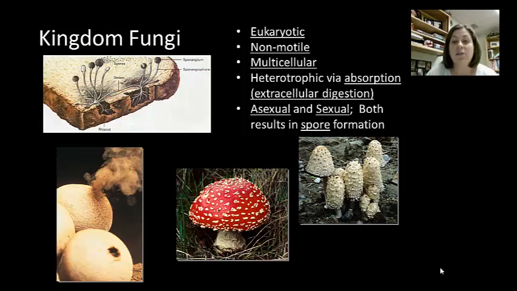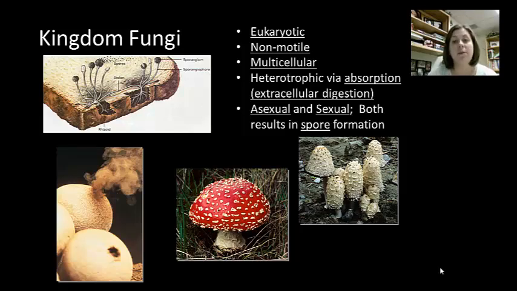They are also heterotrophic via absorption. Okay, they're going to actually absorb their food. Now the way they absorb this food is they secrete digestive enzymes and it decomposes the food or liquefies it and they absorb up the liquid. This process is called extracellular digestion because the digestion happens outside of their body.